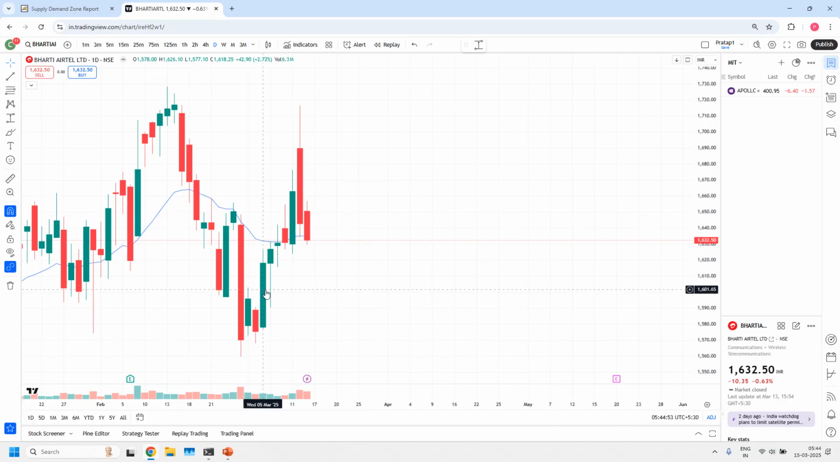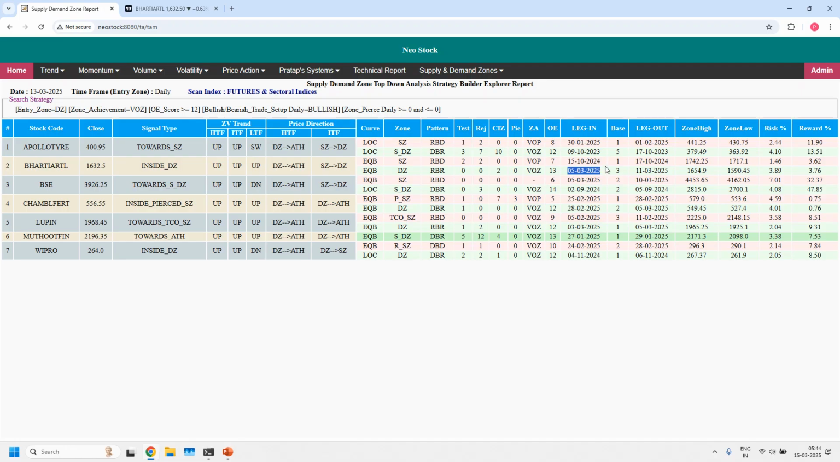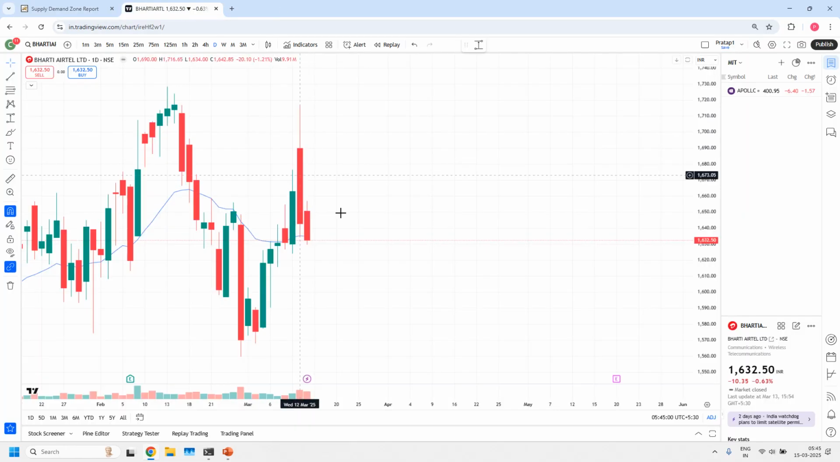This is 5th March 2025. 3 base candles. And 11th March. See, this candle is looking like a failed ERC candle, right? The impression we are getting is that this is a failed ERC. Maybe this is the leg-in.